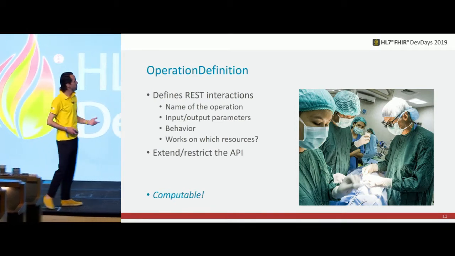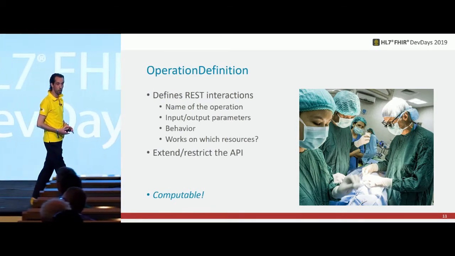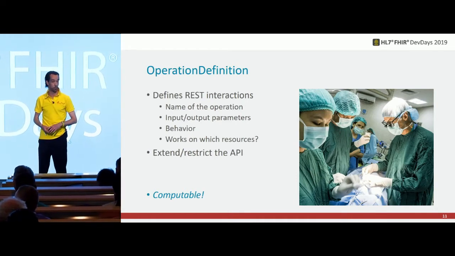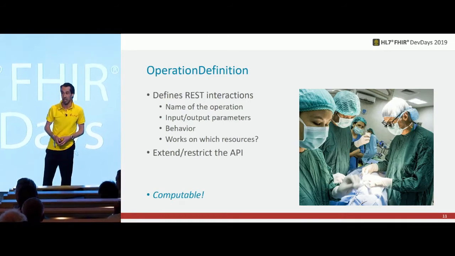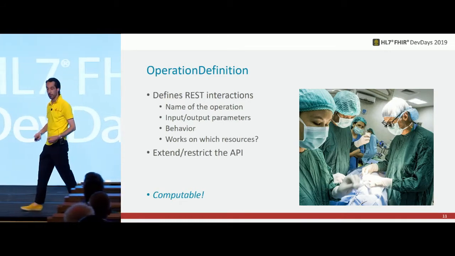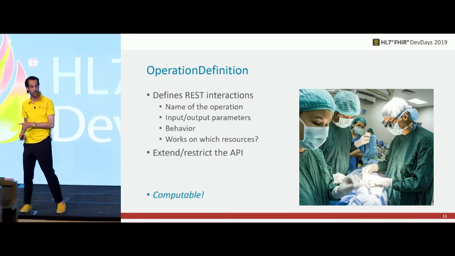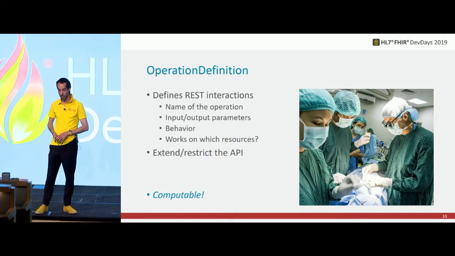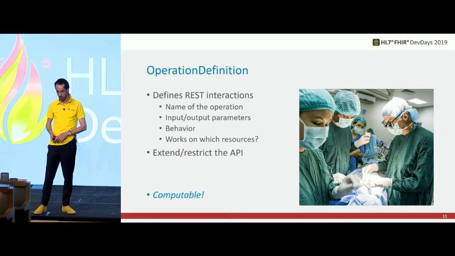And the operation definition, as I mentioned, allows you to express the operations that your server provides. There's a lot of operations out of the box, but for your implementation, you might just need a couple, and you might add your own operation, maybe a custom financial operation or something. You can describe that, again, in a computable way. What are the input parameters? What do I get back? What's the behavior of that operation? What resources does this operation work on? So you can extend the FHIR API with your own custom operations.